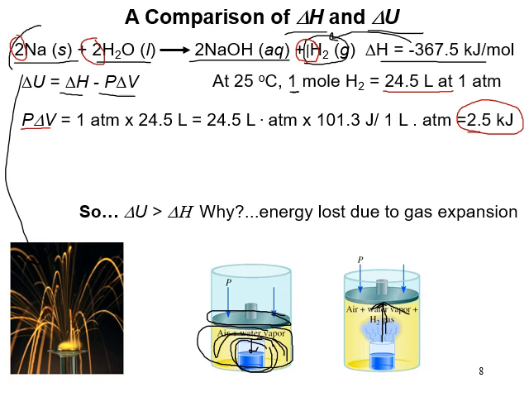Now I have a mistake here because this is the liter atmosphere to joule conversion. And to go to kilojoules, I would have had to divide everything by 1,000. And that's where that 2.5 kilojoules came from. So you just have to make sure to check that.